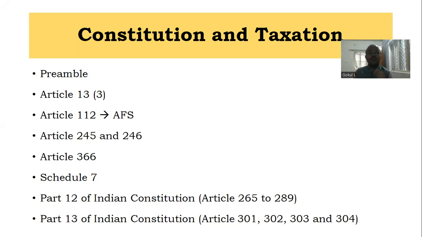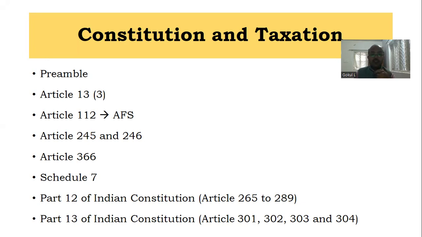Next, the other constitutional provisions with respect to taxation are Article 112, which speaks about the annual financial statement, which is also called the budget. See, taxation is all about the money that the government has taken from us and again investing back on the people, right? So now how is it done? Again, the answer is the annual financial statement, that is the budget.